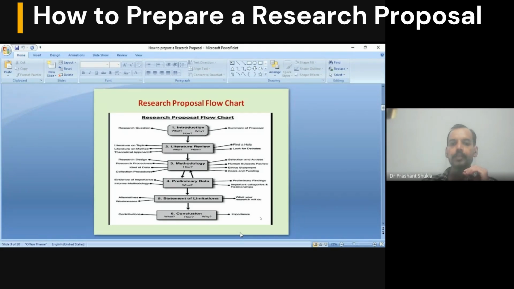So the first is the introduction, which should answer the typical philosophical questions of what, how, and why. So in the introductory part, there should be a proper research question. And on the basis of that research question, there should be a summary of what you are proposing.